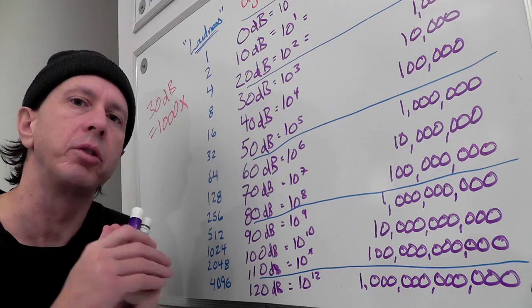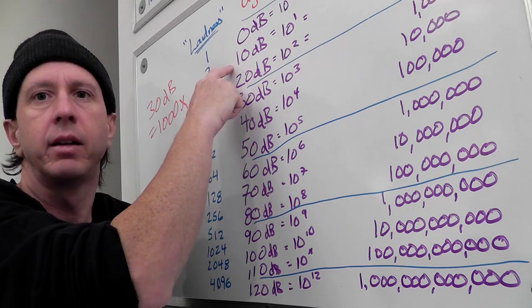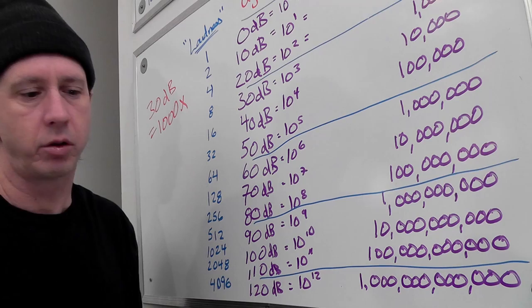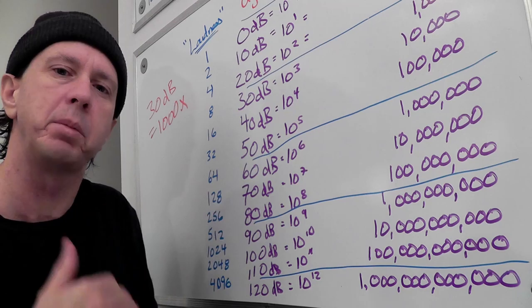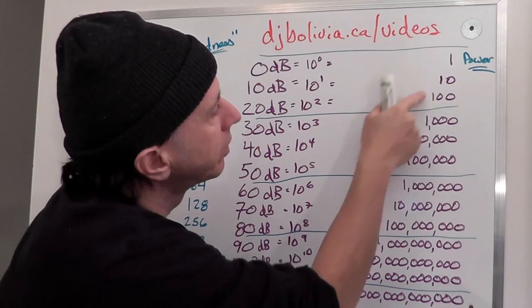Okay, so basically, anytime you go 10 times the amount of power, you add 10 decibels. Okay, that's a bit of a dangerous interpretation, because if you heard that by itself, 10 times the power is 10 extra decibels, then you might think 20 times the power is 20 decibels. That's not true, because 20 decibel increase is 100 times.